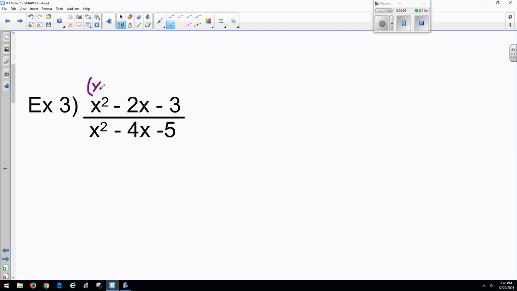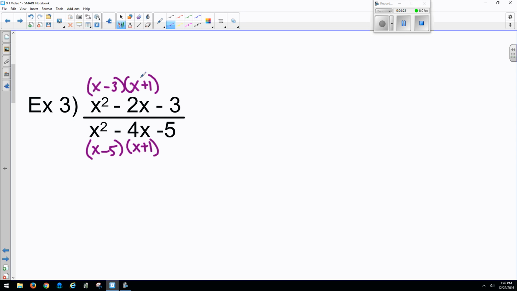This should be like, oh, I know how to factor this by now. And again, if it's not, come and see me and we'll work on it some more. But here's the factors for the trinomials. And now I'm going to look for common factors.